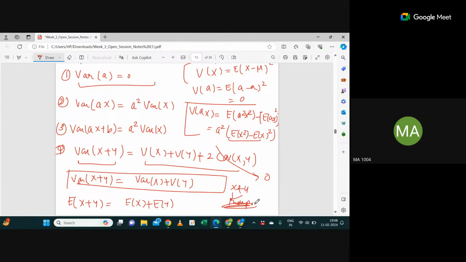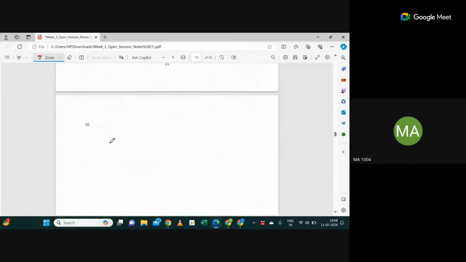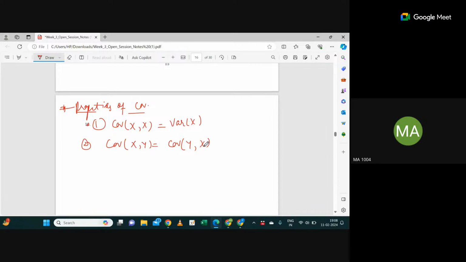Is this clear? Now come to the properties of covariance. I'm just going to write them, not going into the derivation. Properties of covariance: we have seen covariance of x comma x is the same as variance of x. Now tell me, will covariance of x comma y be the same as covariance of y comma x? Due to this property, we say covariance is symmetric.